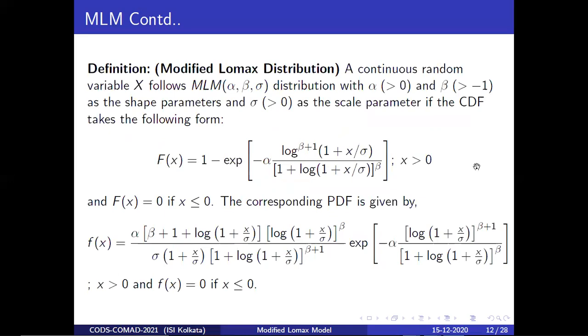Now, the modified Lomax distribution is of the following form: F(x) equals 1 minus exponential of minus alpha times log to the power beta plus 1 of (1 plus x by sigma) by (1 plus log(1 plus x by sigma)) to the power beta. Now, beta is taken to be greater than minus 1, sigma is the scale parameter which is greater than 0, and alpha is also greater than 0. Now, we write this particular distribution function as the MLM(alpha, beta, sigma) distribution, where alpha, beta, sigma are the parameters of the distribution.